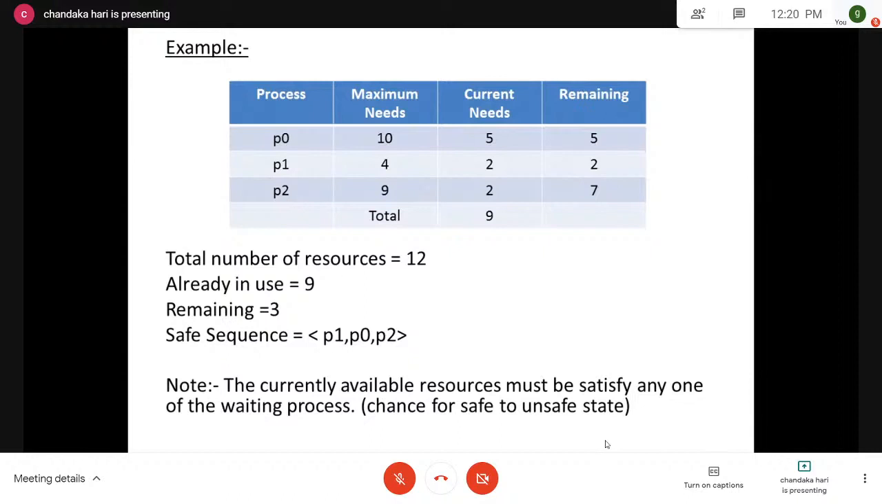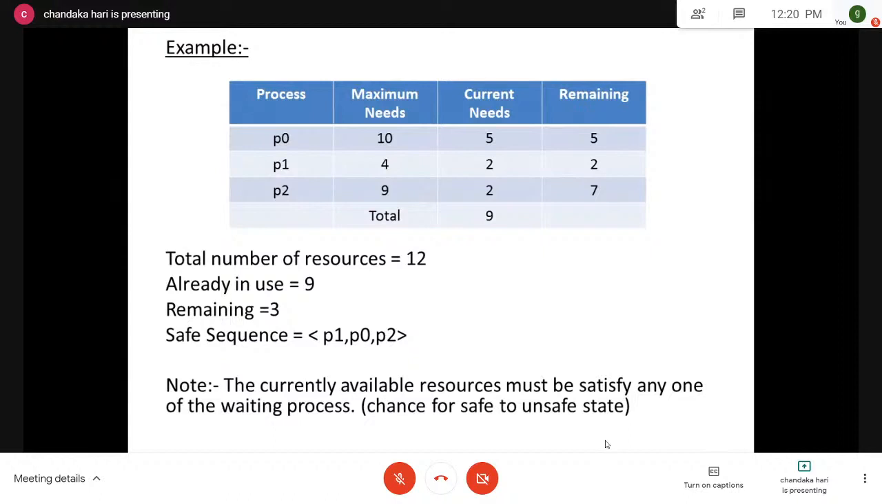Example. There are three processes running in my computer system: P0, P1, P2. The total number of resources available in my computer system is 12 tape drives. In order to complete process P0, it requires 10 tape drives. In order to complete process P1, it requires 4 tape drives. In order to complete process P2, it requires 9 tape drives.